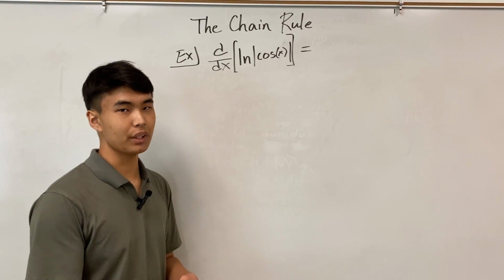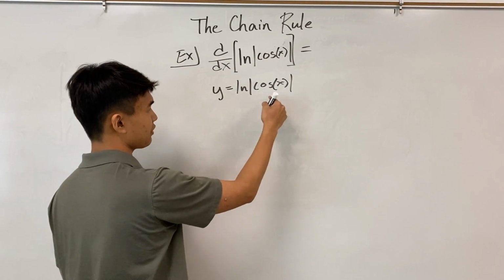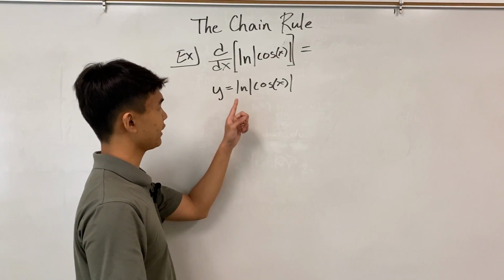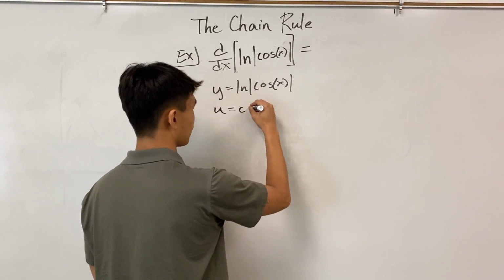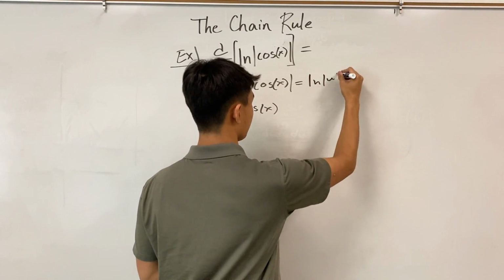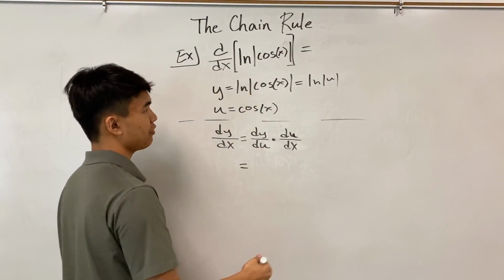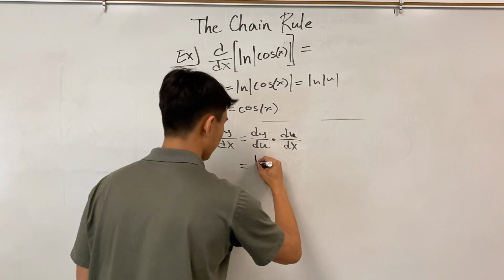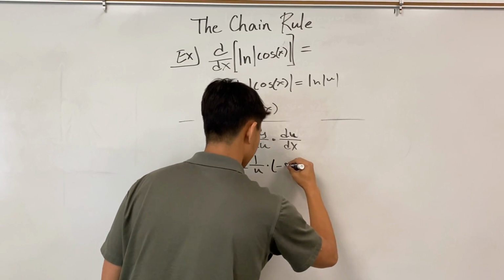For our last example, we're going to take the derivative of ln of cosine of x. So I have y equal to ln of cosine of x. We only know how to take the derivative of ln of one entity. So I'm going to let u equal cosine of x so that y equals ln of u. Remember that our derivative is equal to the outer function times the inner function. The derivative of the outer function is 1/u. The derivative of our inner function is negative sine, like so.